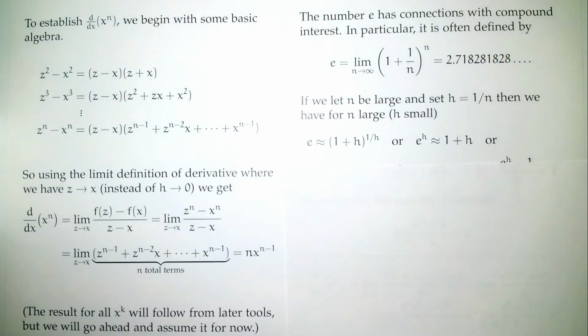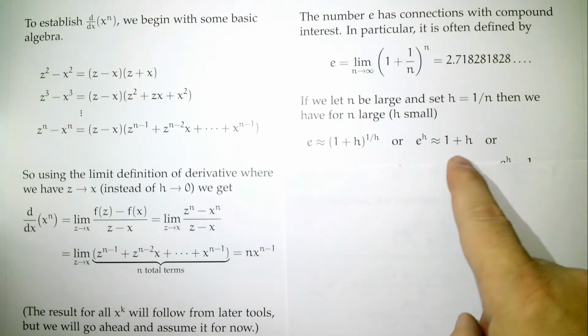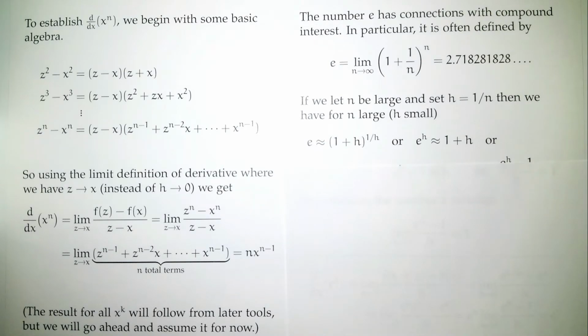Limits are saying it's getting closer. So if the limit as you go to infinity goes to e, then it's getting close to e. Now I'm going to raise both sides to the power h. It says that e to the h is about 1 plus h. Okay. Rearrange that, and you get the following.